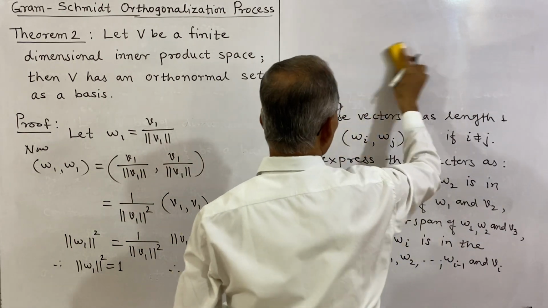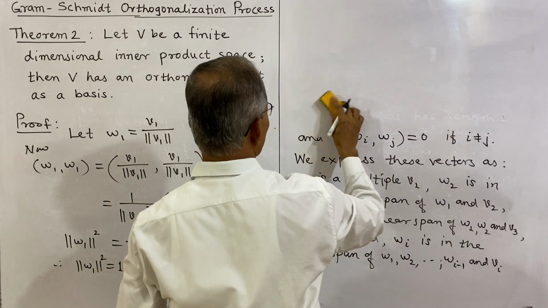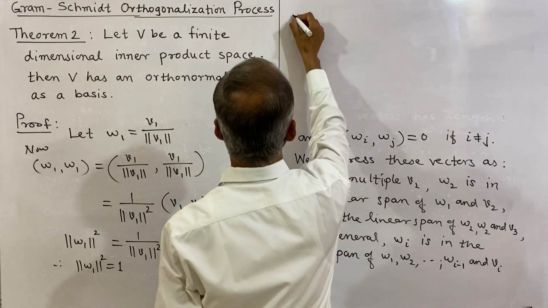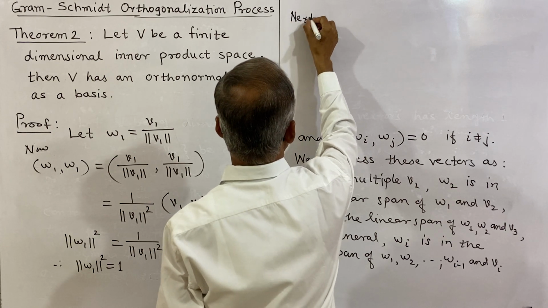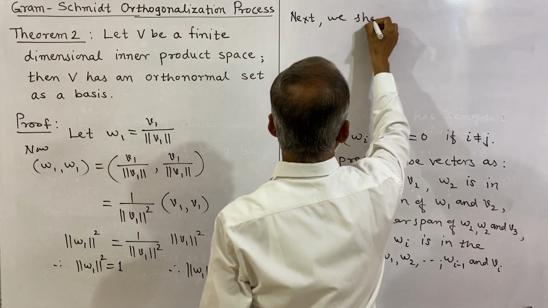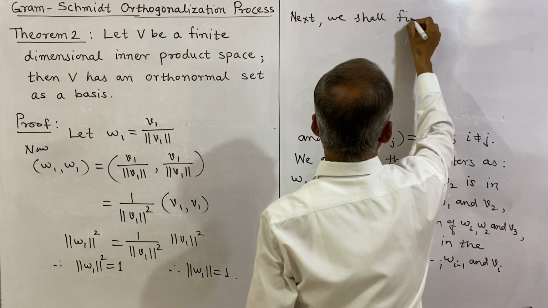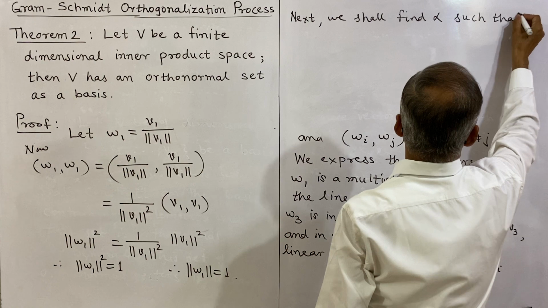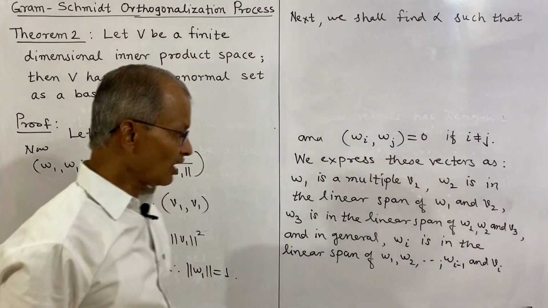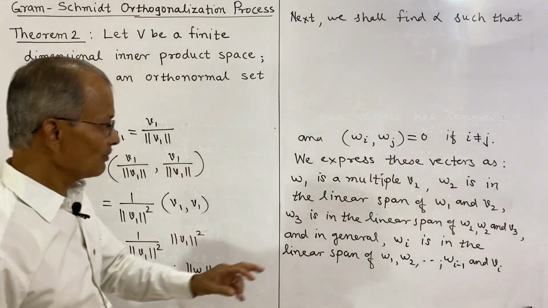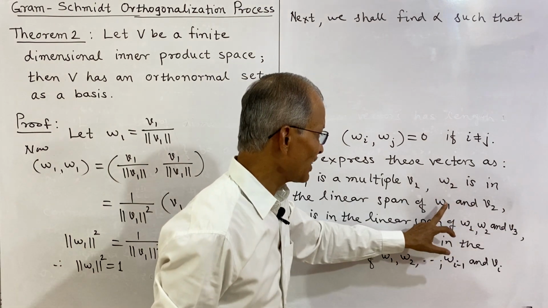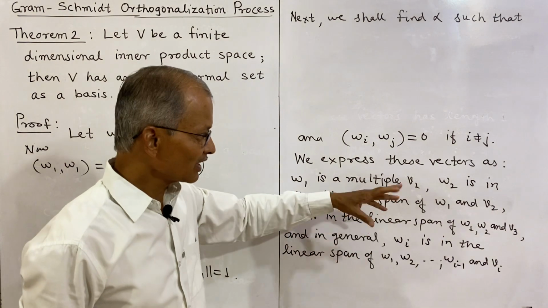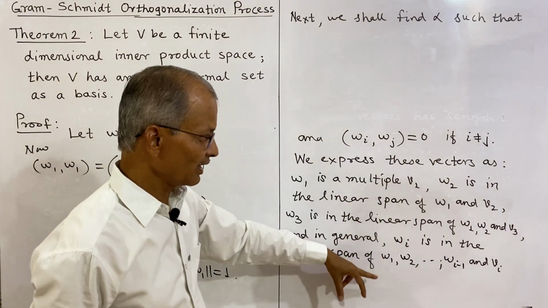Now we shall find out alpha such that, see, we want to now construct W2. What is W2? W2 is in the linear span of W1 and V2. So in this procedure we also have to note how to express W1, W2, W3, etc.